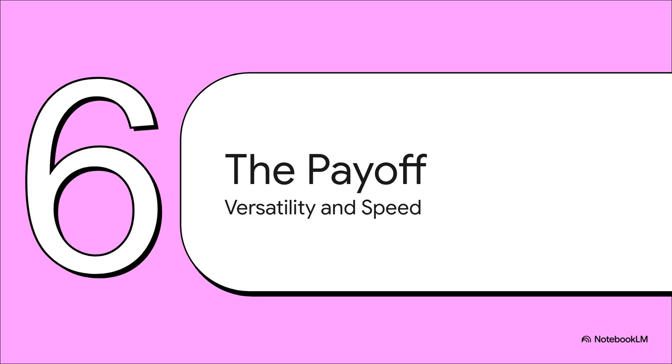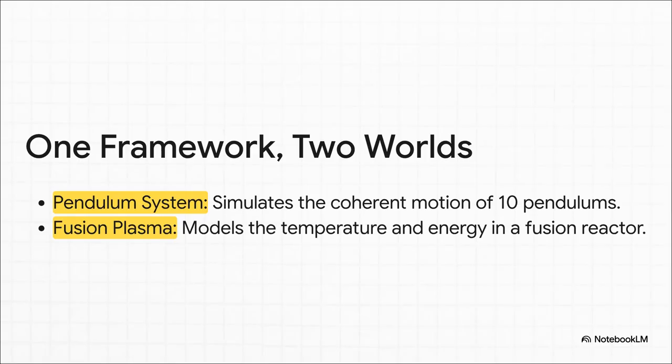So, what's the payoff for all this cleverness? What do we actually get out of this new approach? Well, the benefits are just staggering, and they're mostly in two areas: unbelievable versatility and absolutely mind-blowing speed. Just look at this. The exact same core code, that substrate solver, is the foundation for two completely specialized problems. The pendulum solver is figuring out the motion of 10 different pendulums all at once. Meanwhile, the fusion solver is modeling energy confinement inside a fusion reactor. I mean, come on, two completely different universes of physics solved with the same engine. That is what I call versatility.